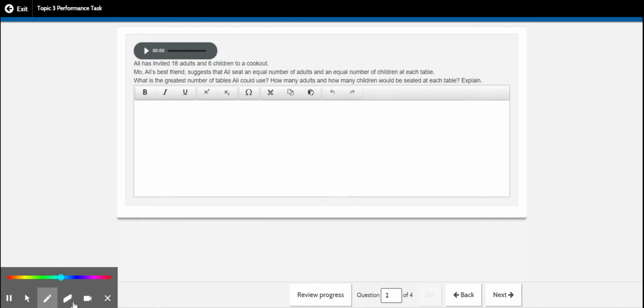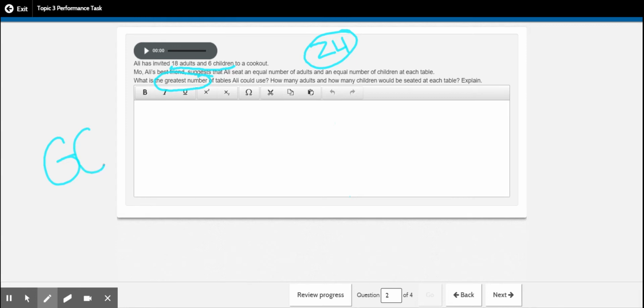Okay, so for this one, it's a word problem, and you need to know what to do with the numbers that you're given. So Allie's invited 18 adults and 6 children to a cookout. So that's still the total of 24, but 18 adults and 6 kids. So Mo, Allie's best friend, suggested Allie seats an equal number of adults and equal number of children at each table. What's the greatest number of tables Allie could use? So when we see this greatest number here, it's asking us to find the GCF of 18 and 6. We want to find the greatest common factor of 18 and 6, and then that greatest common factor is going to tell us how many tables we'll use.